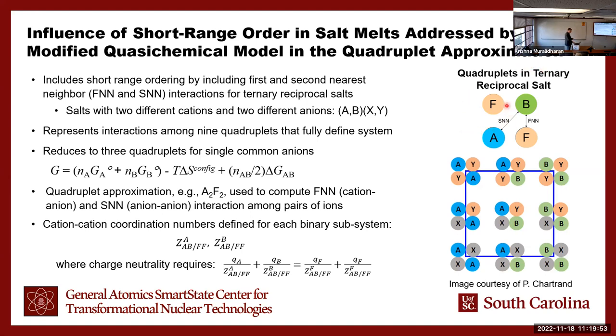You generate these quadruplets. You can have multiple quadruplets, so you can have multiple coordination numbers and allow them all to mix ideally or with some interaction parameters. And that does a reasonably good job of capturing the short range order in the thermodynamic functions. It's an approximation, certainly, but it works quite well.